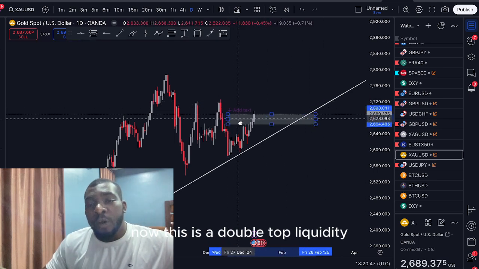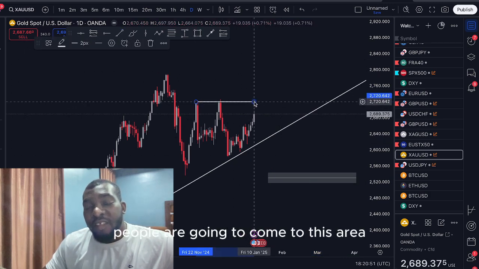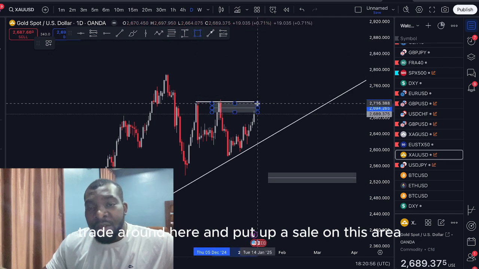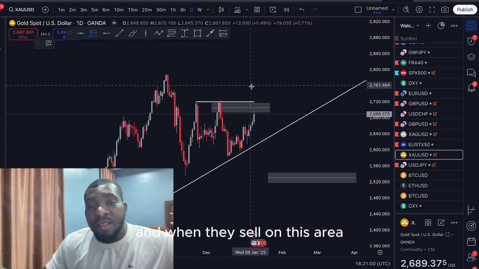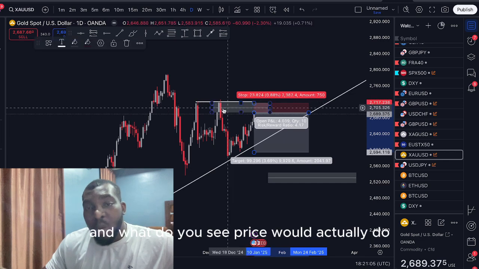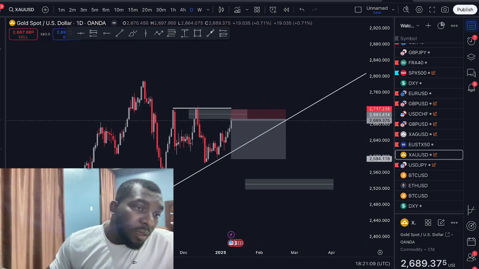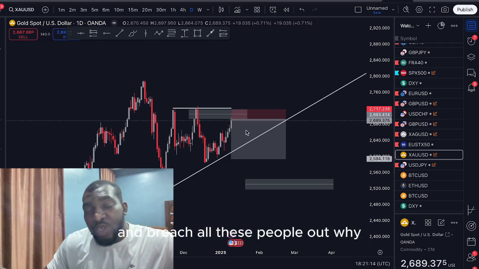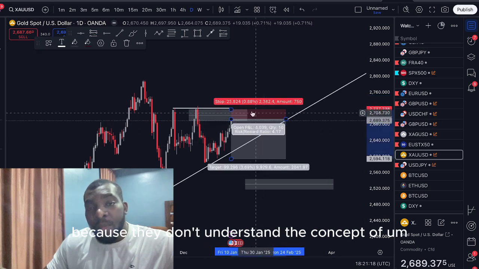Now this is a double top liquidity, and they know that people are going to come to this area and take a trade around here. A lot of people are going to put up a sell on this area, and when they sell here, they'll put their stop loss just around here. And what do you see price will actually do? Price is definitely going to come to this area and breach all these people out. Why? Because they don't understand the concept of double top.